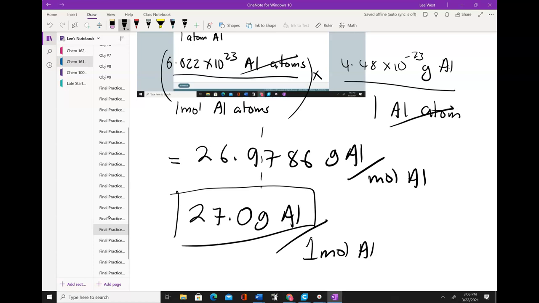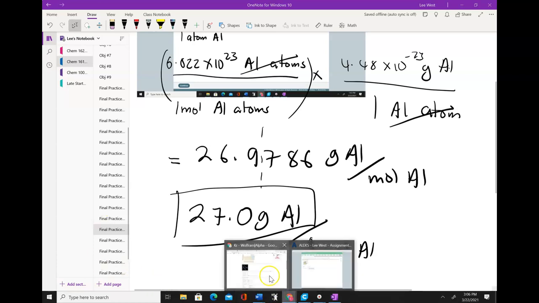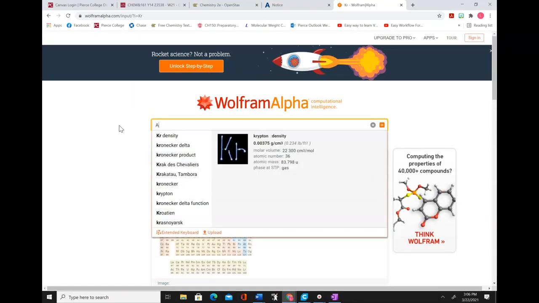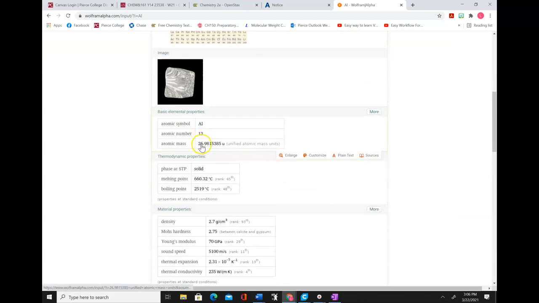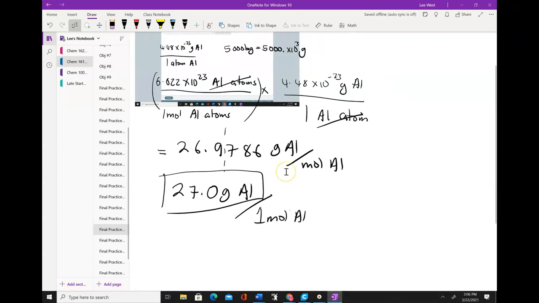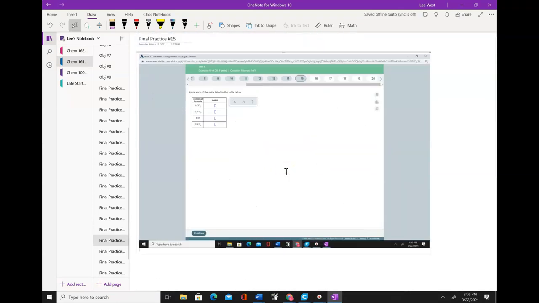And if you look that up on the periodic table, which is in chapter 2 of your book, or you can look up aluminum in Wolfram Alpha, and you'll see there it is, 26.98, which is what I got when I went out to the full 4 Sig Figs here, so that's perfect. All right.